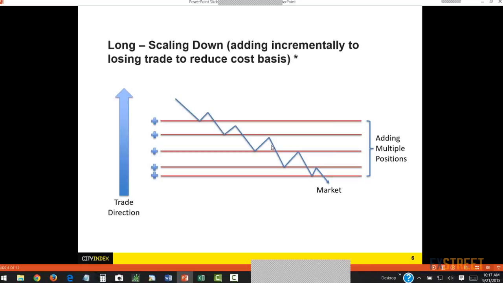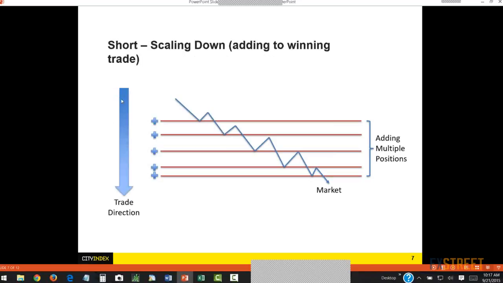Okay, so let's go to if you're going short. It's the same type of thing going short. Scaling down makes a lot of sense, especially if you're trying to catch a trend. So again, the trade direction is to the downside, you're following the trend down, like we've seen for oil, for gold, et cetera. We've seen a big downtrend for the Aussie dollar, et cetera.